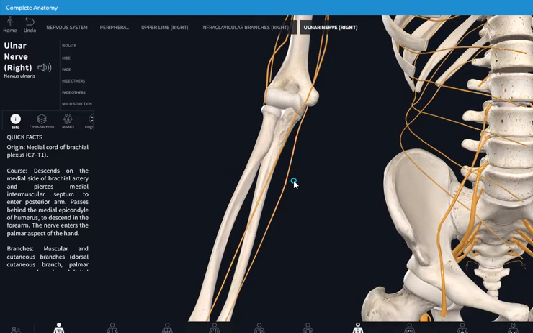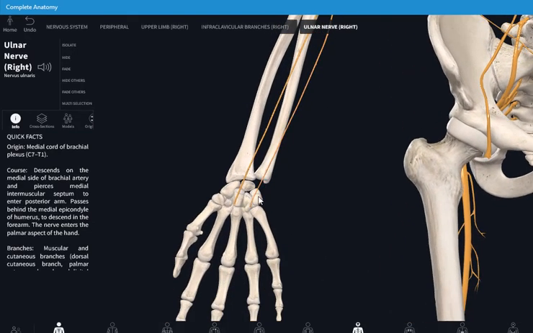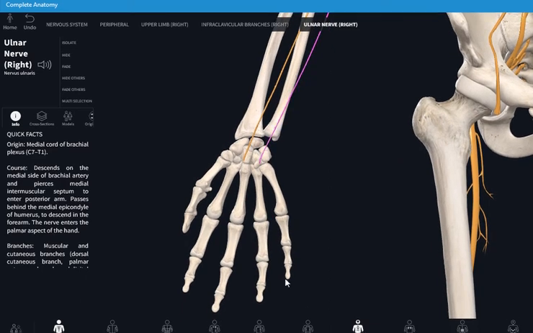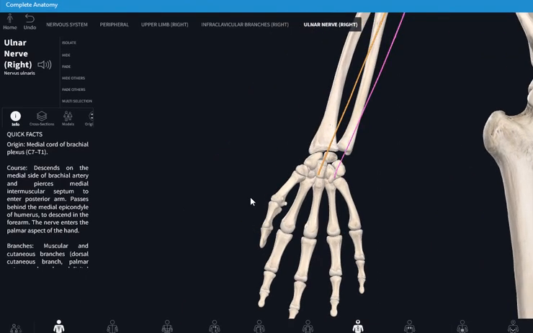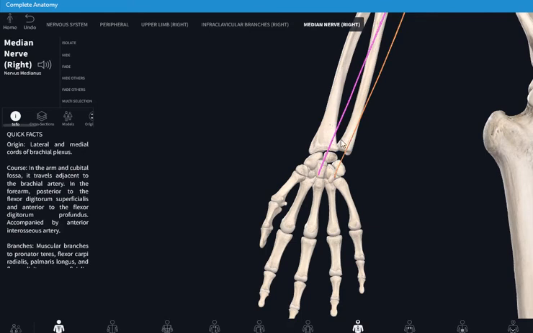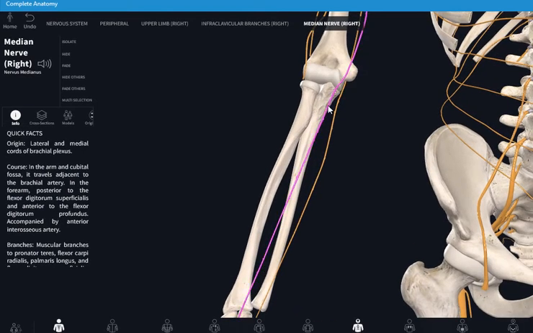So this ulnar nerve goes down here, and supplies the lateral aspect of the two fingers for sensory and most of the muscles in this compartment. Now we have this next nerve here, which is called the median nerve. The median nerve is going to supply most of the muscles of the compartment.